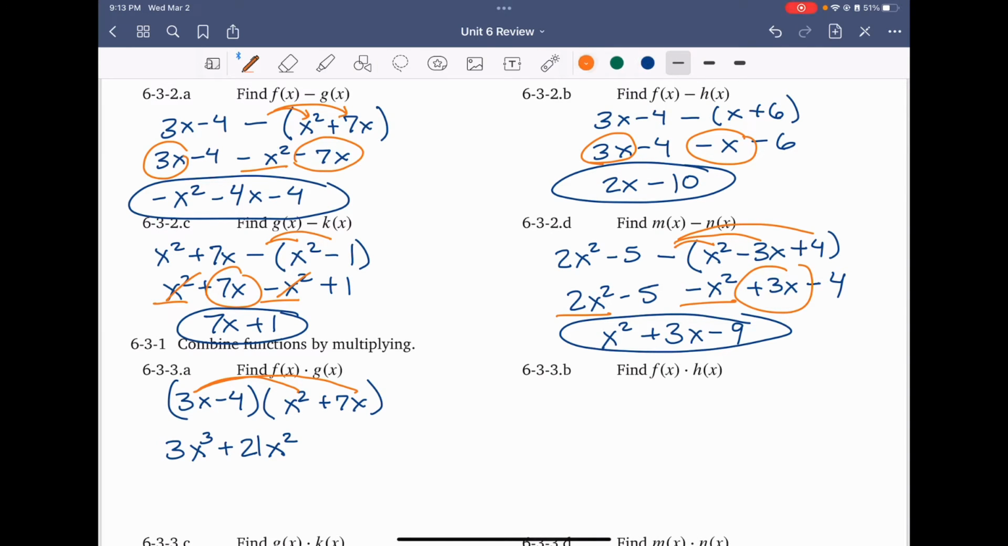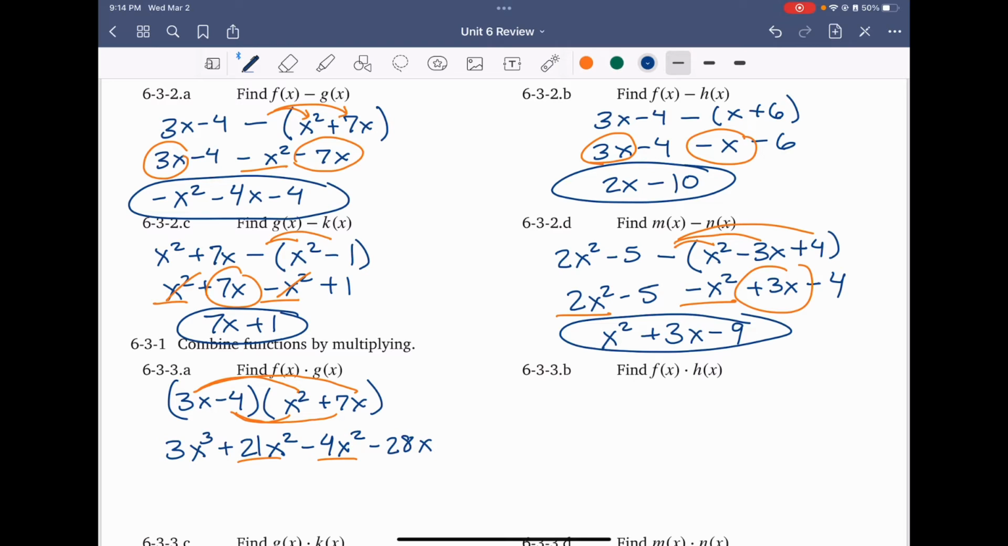All right, now let's work on the negative 4. Negative 4 times x squared becomes negative 4x squared. And then negative 4 times 7x. So negative 4 times 7 is negative 28, and then you have an x, so it's negative 28x. We do have some like terms. We have this and this, those are like. So let's start writing out what we have and we'll combine when we get there.